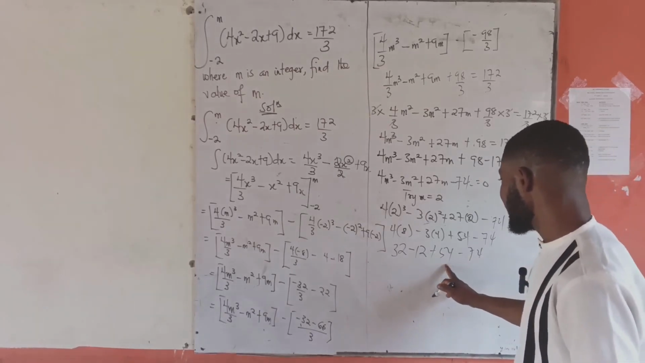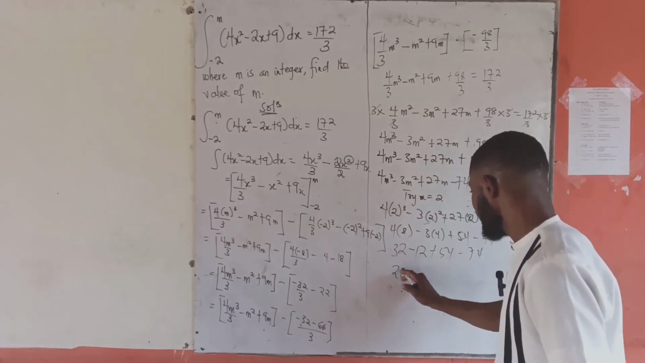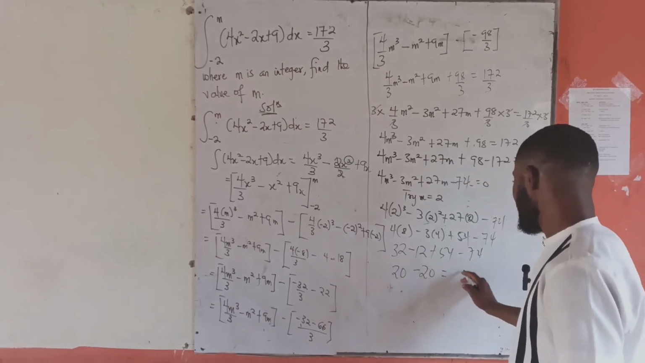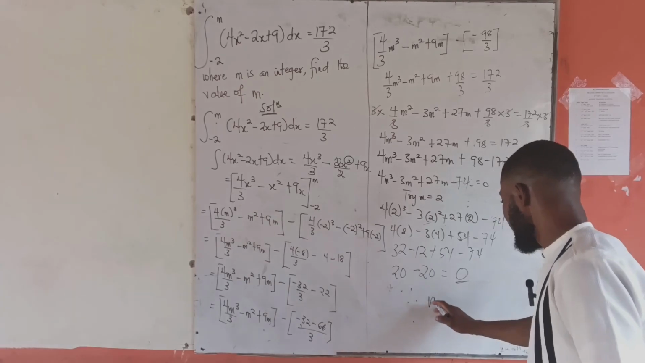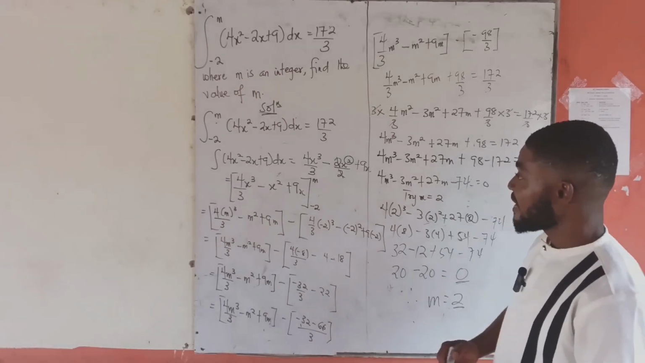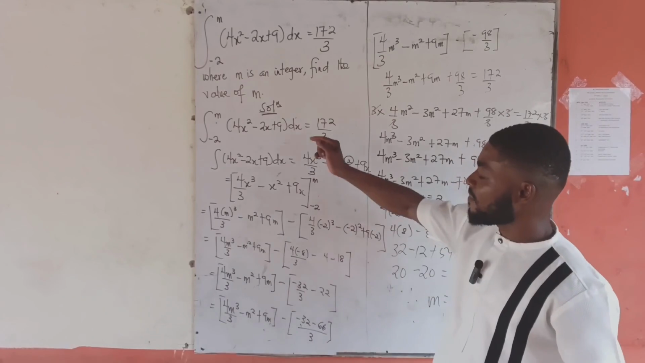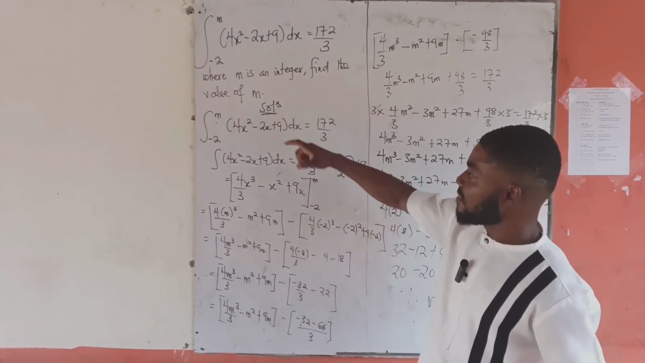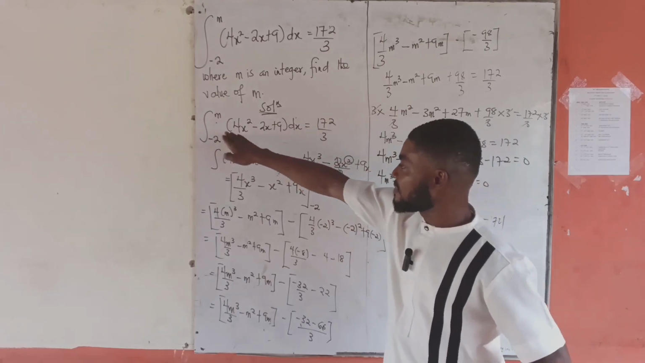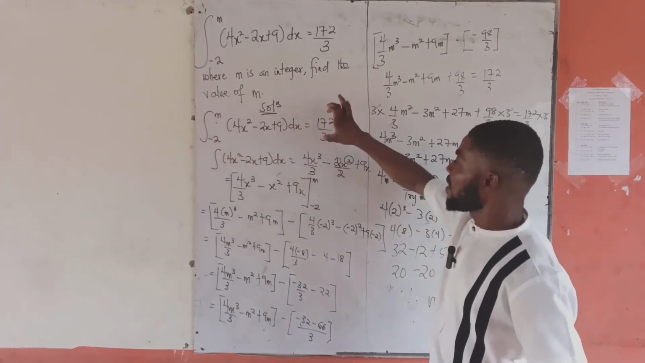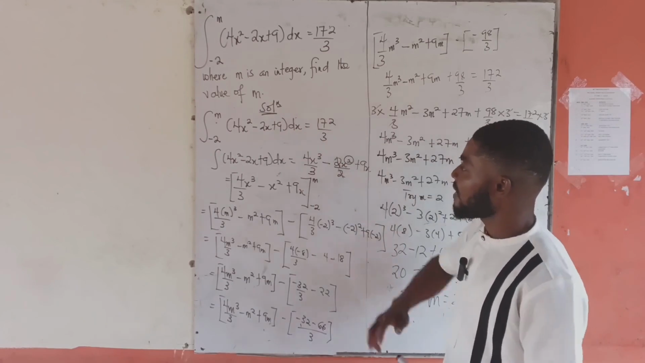This should be giving us a negative 20. So this is positive 20, this is negative 20. Then this will give us 0. So therefore, m is equal to 2. So meaning that the limit of our integration is from negative 2 to positive 2. That is when you put the values negative 2 and then positive 2, you will get 172 over 3.